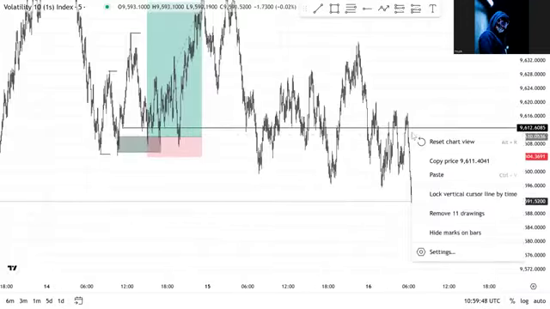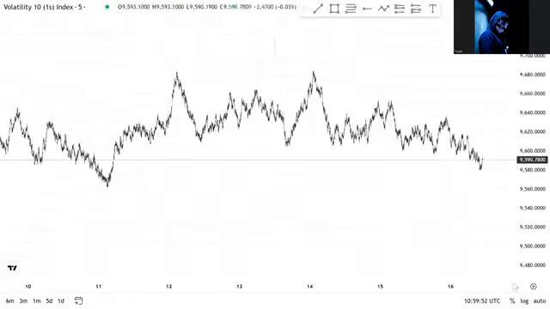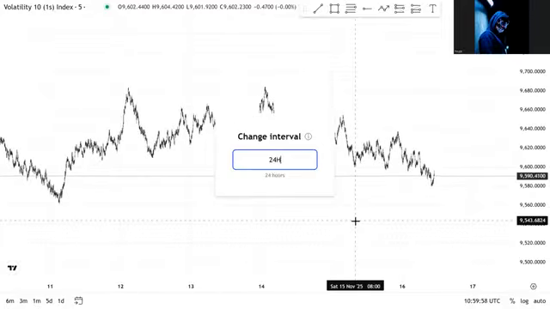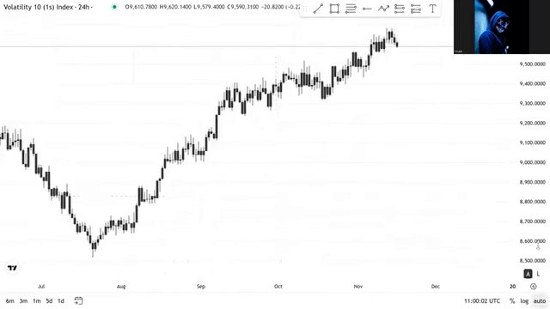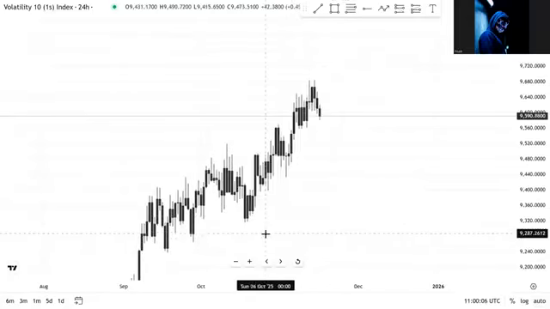So now let me explain this. Remember, you do top-down analysis first. Your top-down analysis first of all. Then if you don't see anything on the higher time frames, you then move and trade on the lower time frame.